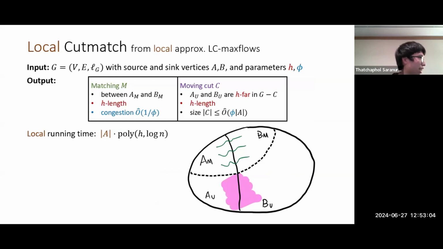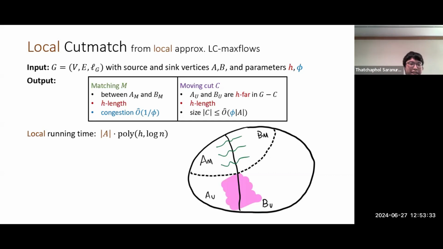Okay, but actually, this is not enough. If we only get an almost linear algorithm for computing cut match, it's not enough for our application. What we want is to compute this cut match in local time. Local means the running time only depends on the number of the source vertices, A times some small factors.